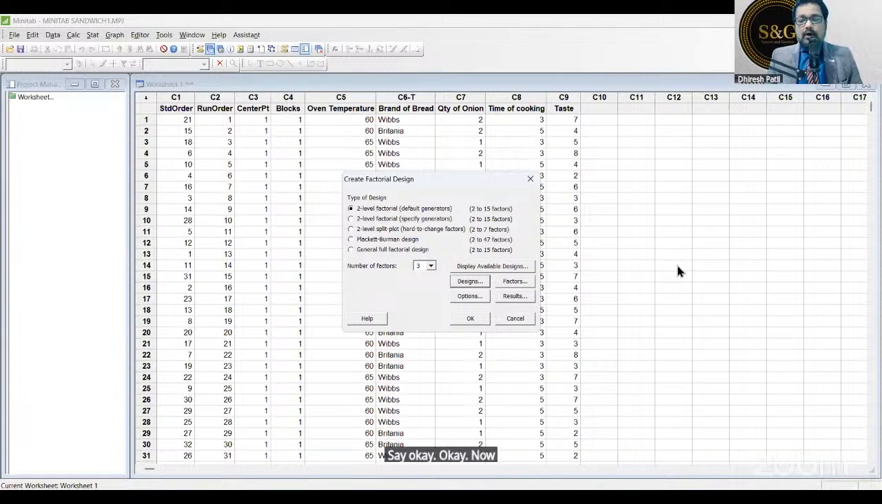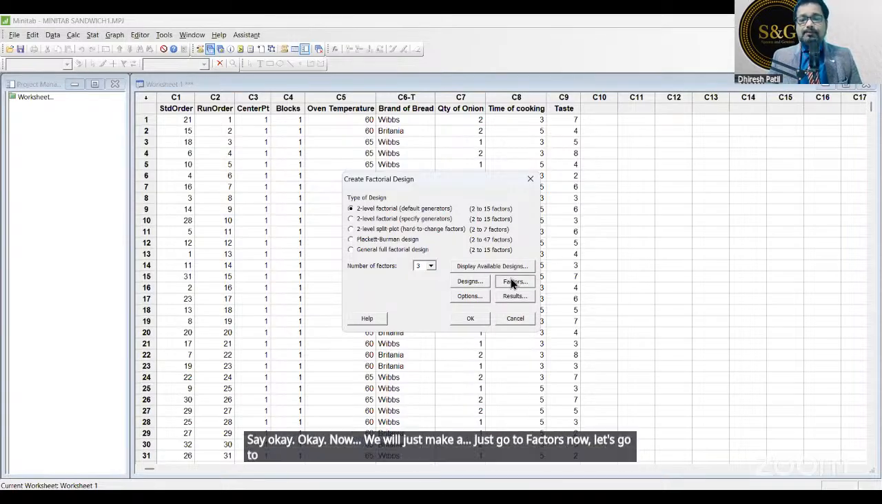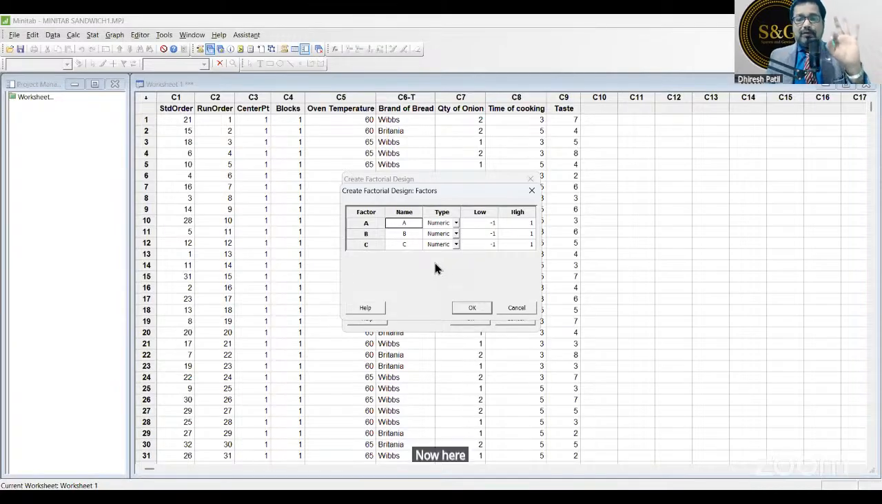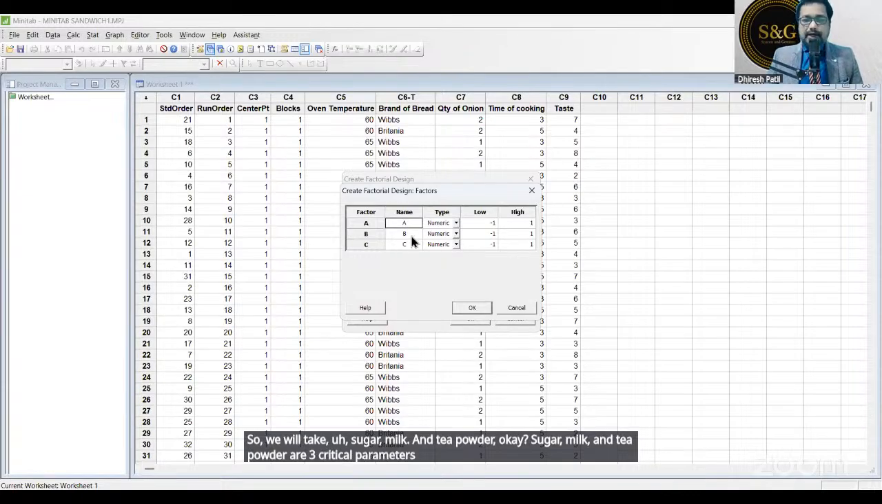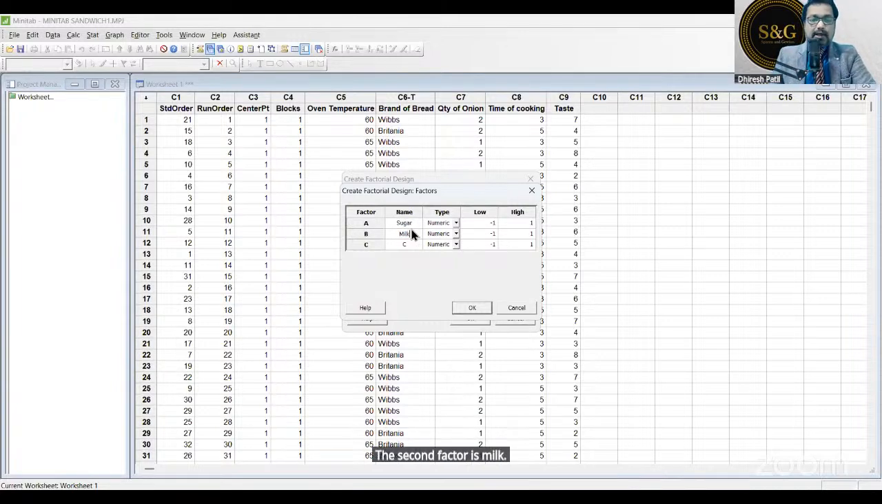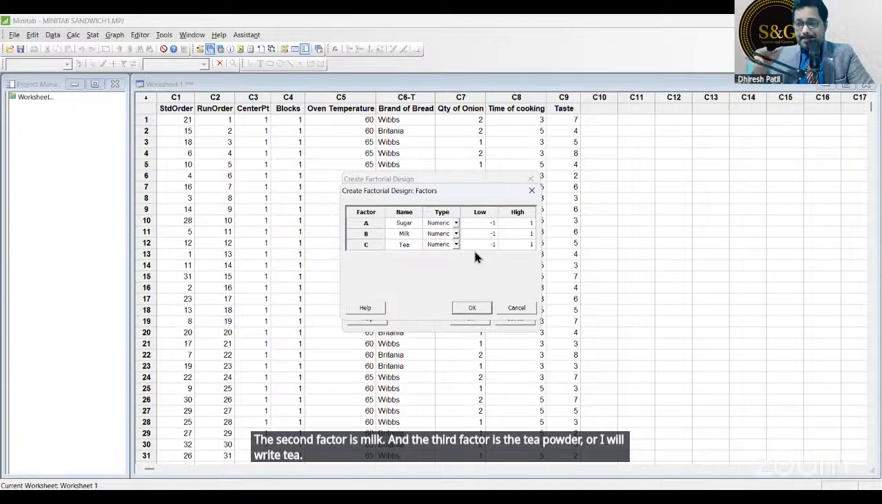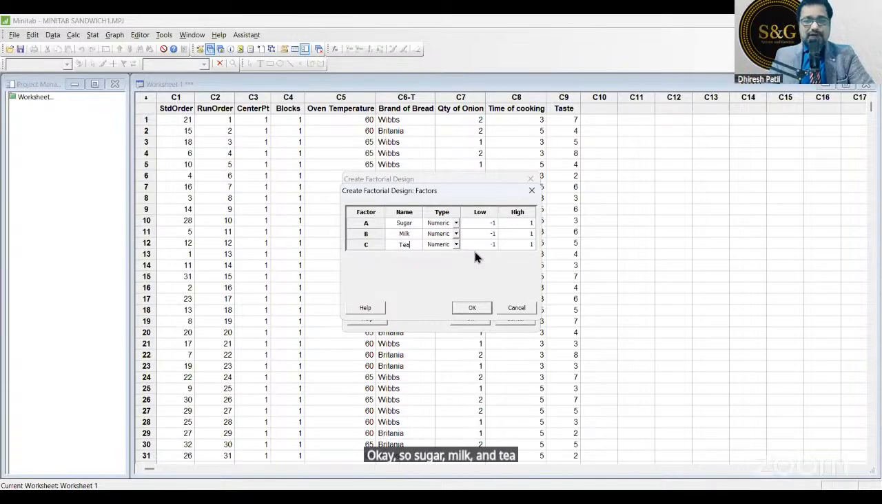Now we will just go to factors. Now let's go to factors. Now here we will do a design of experiment for making a cup of tea. Okay, so we will take sugar, milk and tea powder. Sugar, milk and tea powder are 3 critical parameters we will take. So here in the first name, the factor is sugar. The second factor is milk, and the third factor is tea powder, or I will write tea. Okay. So sugar, milk and tea, these are the 3 factors I have selected.